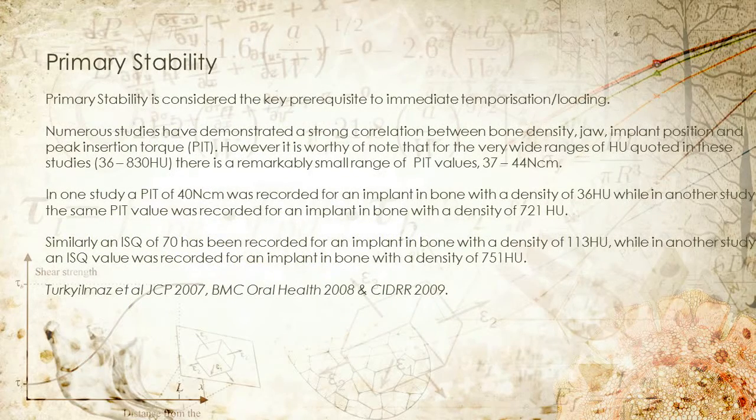But here's the thing. When I look into the literature, I found that you could find any study, you could pick it out. So for example, this is from a couple of studies by the same group, but in different journals, and I've just sort of mashed it together. What they were showing was that you could have bone density measured in Hounsfield units as low as 36 up to as much as 800, and the range of insertion torque values was very, very small. And more importantly, they had similar ISQs. Different studies, different results, same group. So what are we to believe?